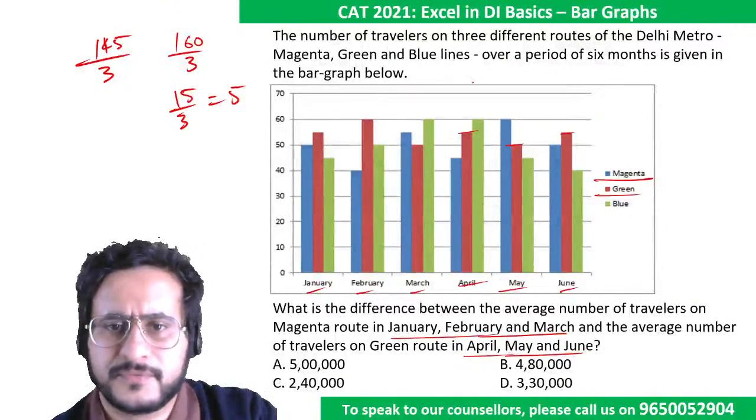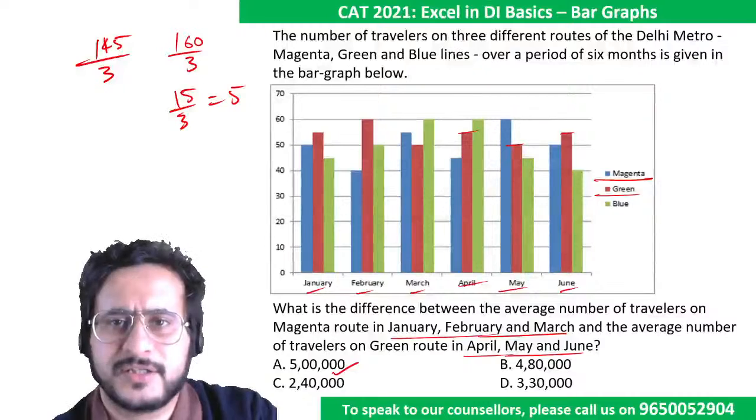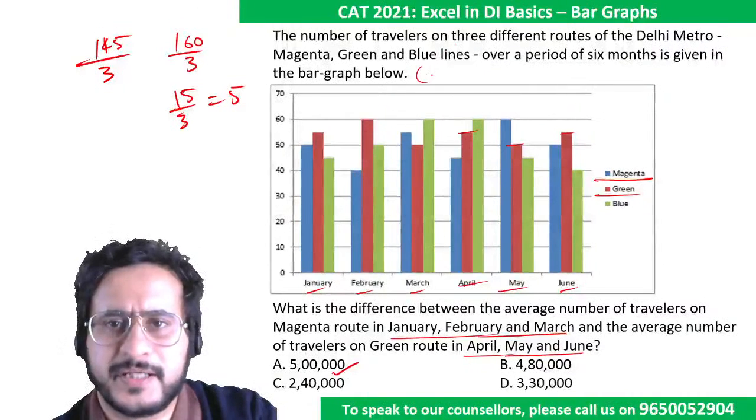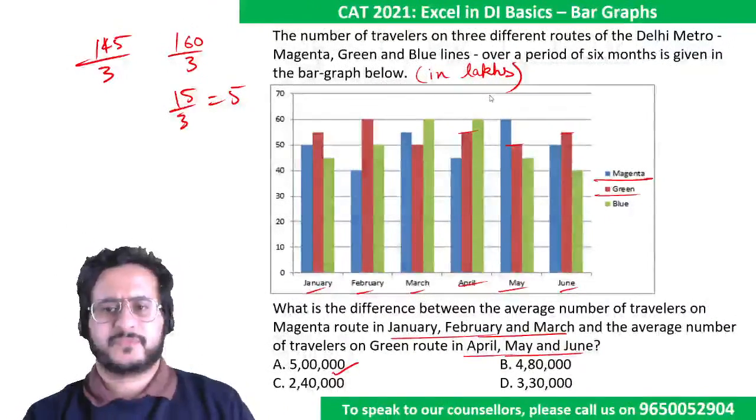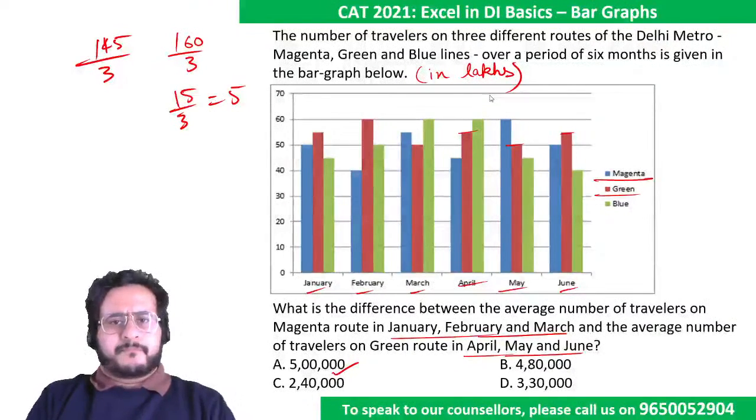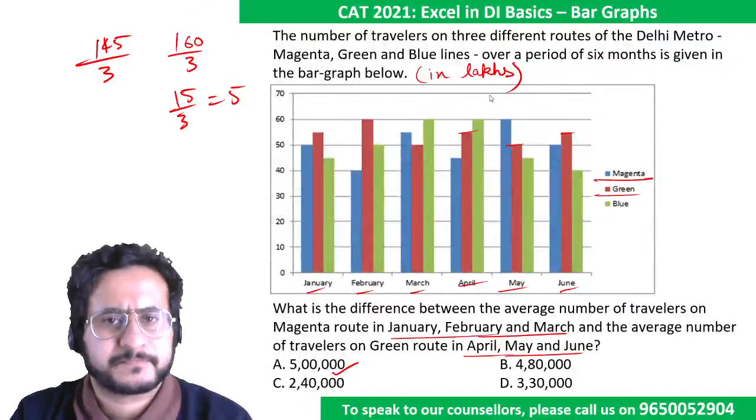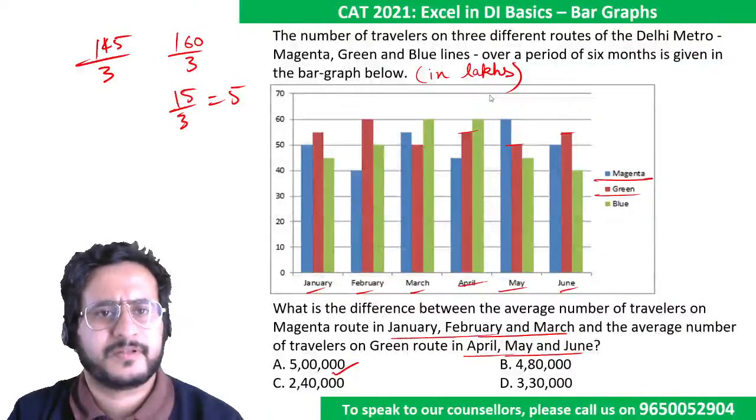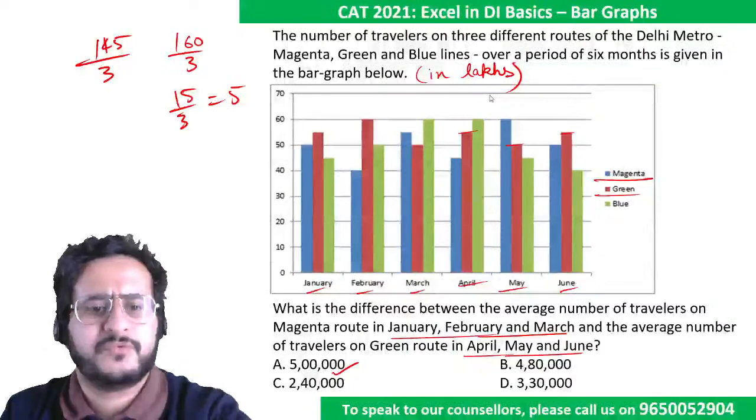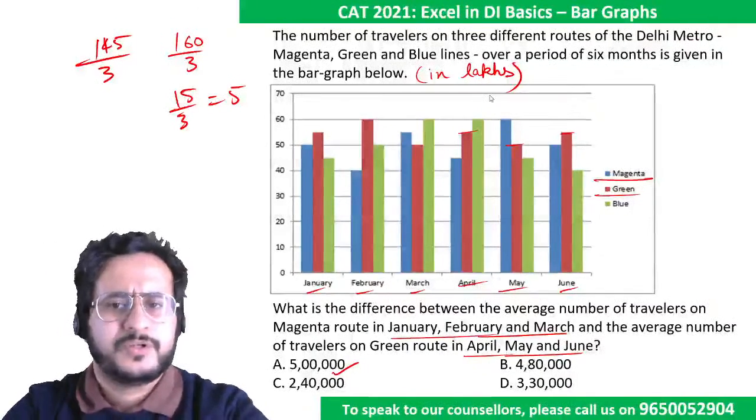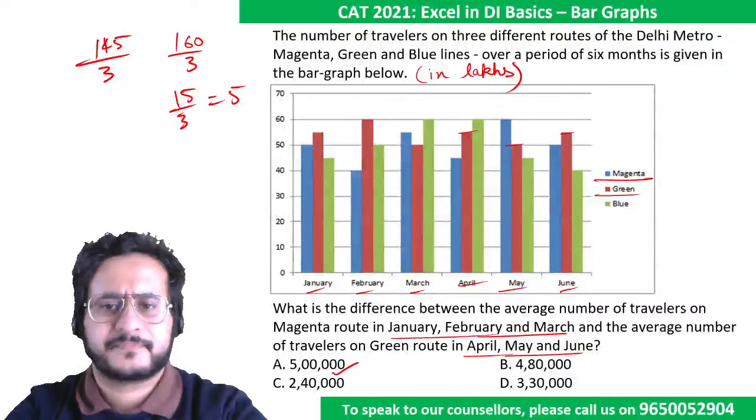Now, okay, they have not mentioned here, but that should be in lakhs, okay? Because they have given the option in lakhs. So that should be in lakhs. The data is missing in this. It should be in lakhs. Correct. So 160 by 3 and it is 145 by 3. So it will be 5 lakhs.